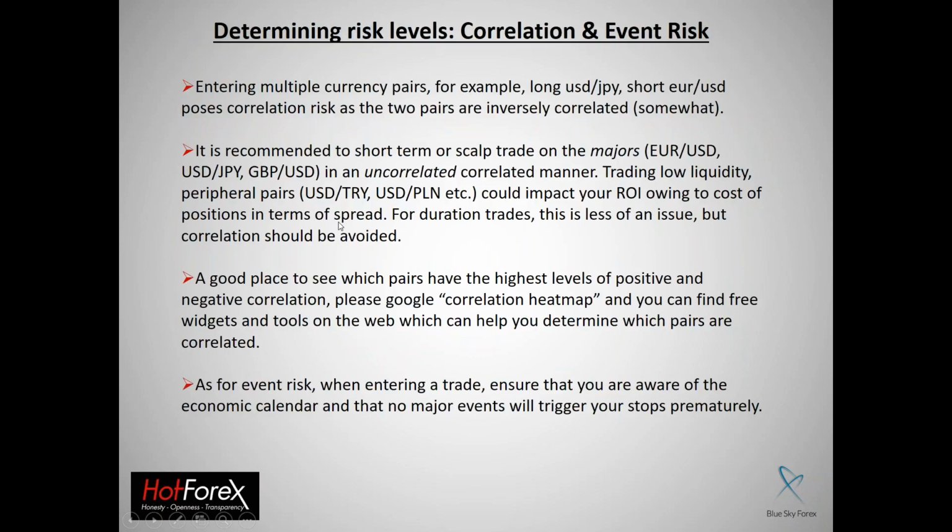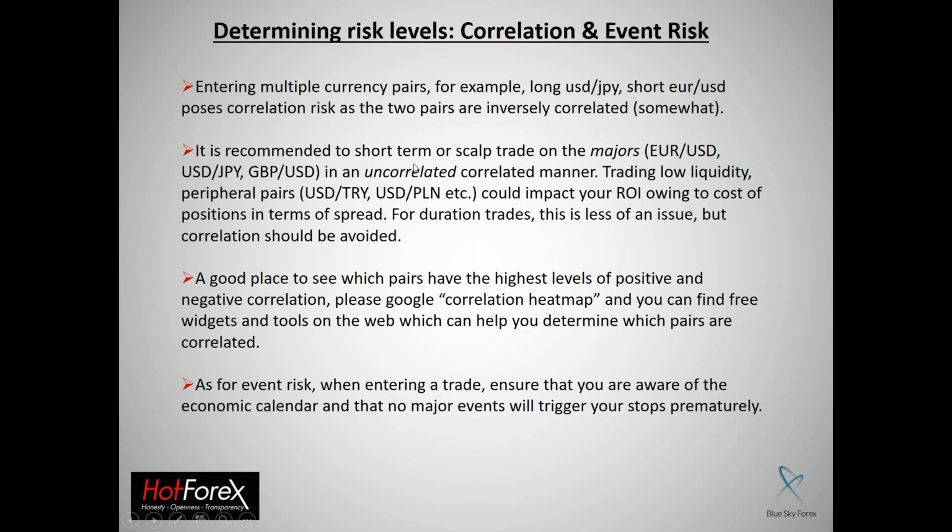Determining risk levels. Let's discuss correlation and event risk. Now, entering multiple currency pairs, for example, long USD JPY and short Euro USD, poses correlation risk as the two pairs are inversely correlated. Both pairs, USD JPY and Euro USD, have the USD currency inside them, and they're inversely correlated because in the first USD is at the left of the pair and in the Euro USD it is at the right, in the second position. So they're inversely correlated somewhat.